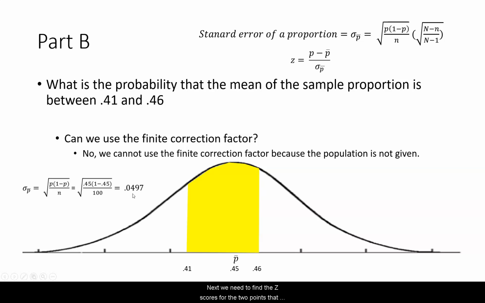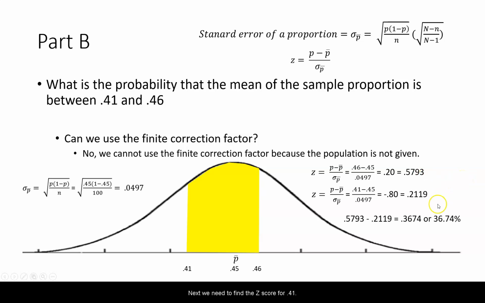Next, we need to find the z-scores for the 2 points that we're looking for. The first z-score we are looking for is for 0.46. So we have p, the point that we're looking for, minus p bar, 0.45, divided by our standard error of 0.0497, which gives us a z-score of 0.2, which has an area to the left of 0.5793.